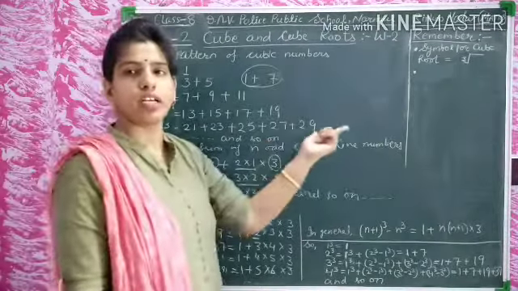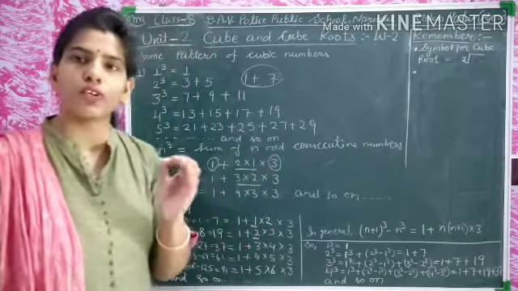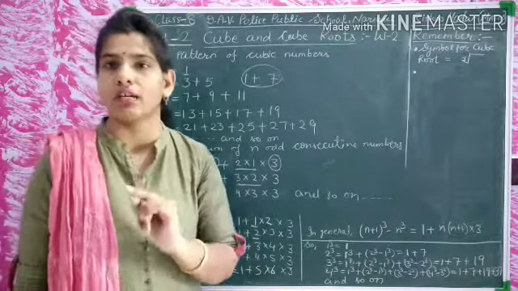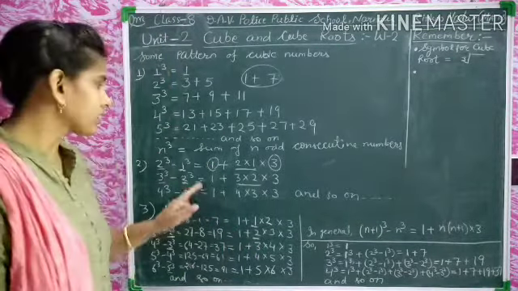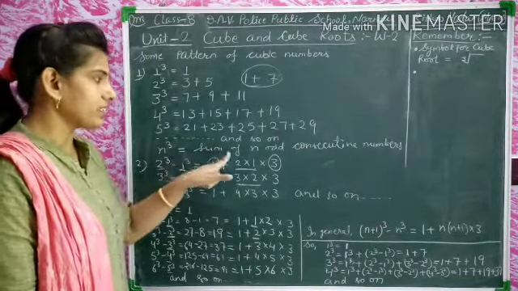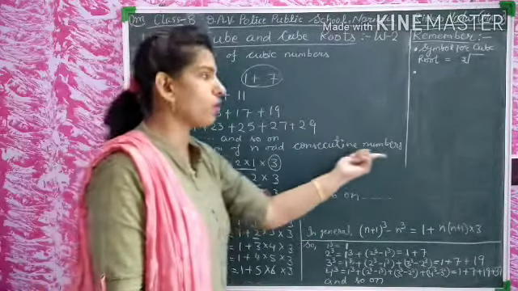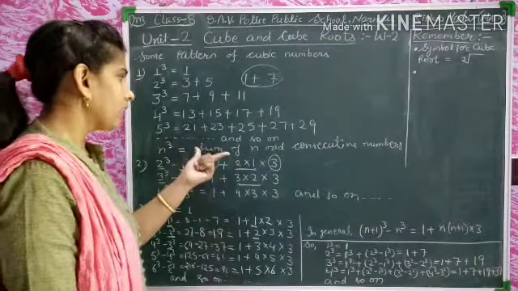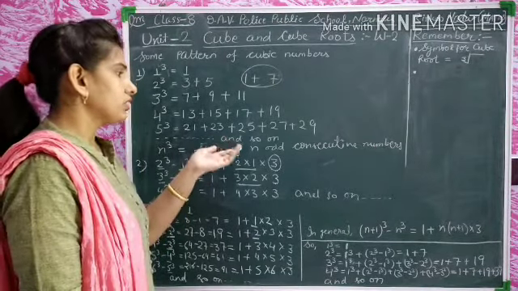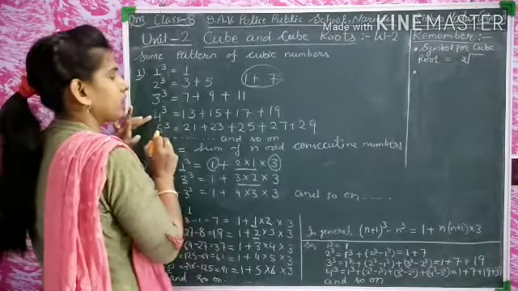And so on, the sum of any n consecutive odd numbers is equal to the cube of n. Is this clear, students? The cube of n is the sum of n consecutive odd numbers. But if we want to find each step, then we have to know the previous one, n minus 1, and this is n here.